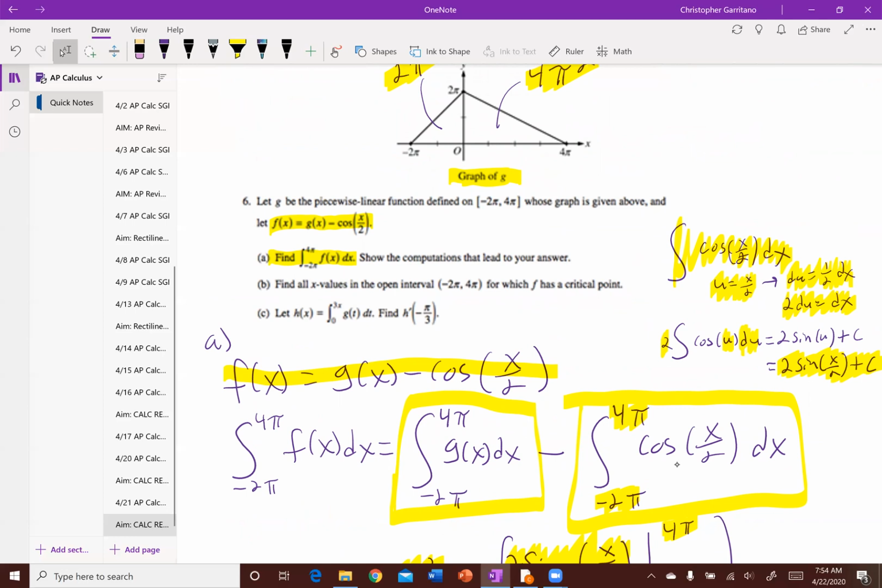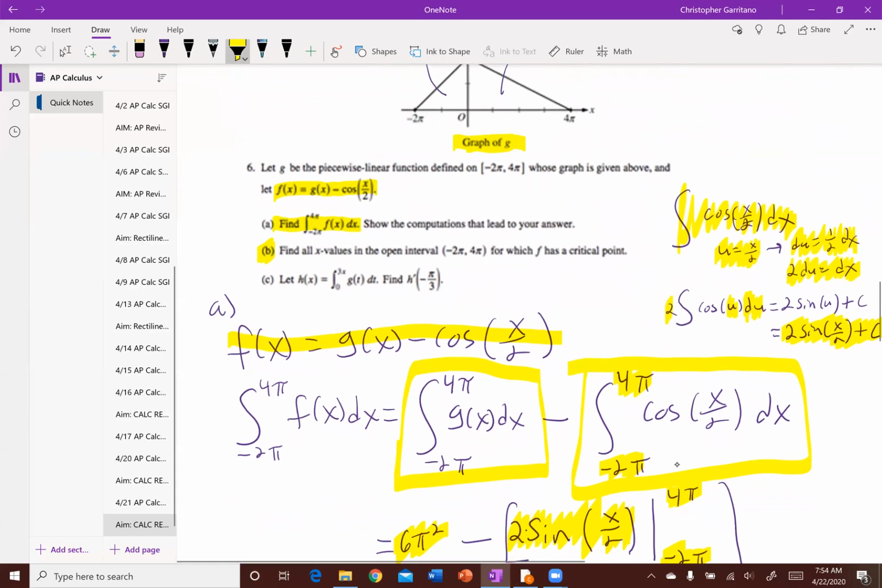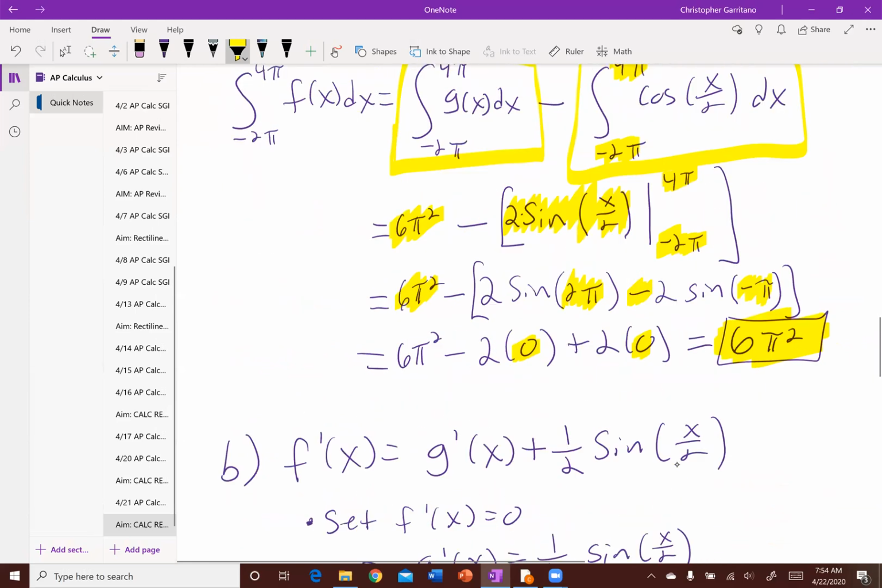All right, part B. Find all x values on this interval for which f has a critical point. All right, so here we go, critical point. Once again, critical point means I take the derivative of the function and set it equal to 0 or undefined. All right, so now my next job is to determine f prime of x.